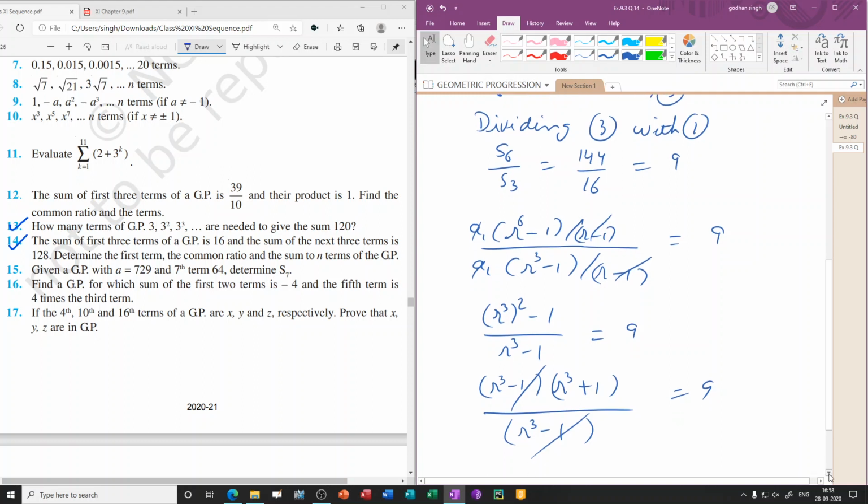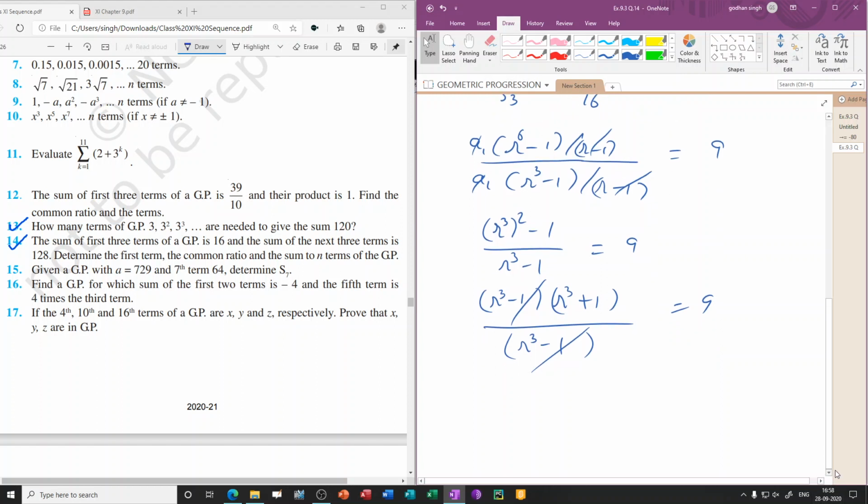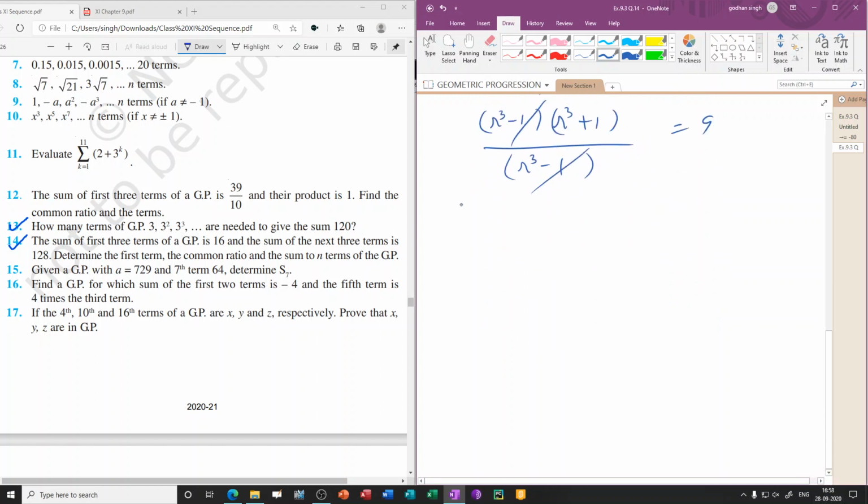So on simplification, r cube plus 1 equal to 9. This implies r cube is equal to 9 minus 1. Therefore we can say that r cube is equal to 8, and this implies we can write 8 as 2 cube, so r cube equals 2 cube. Therefore, we can say that r is equal to 2. So once we have obtained r equal to 2, we can easily get the value of a1.